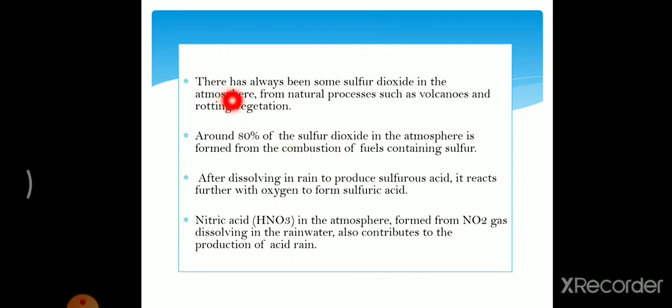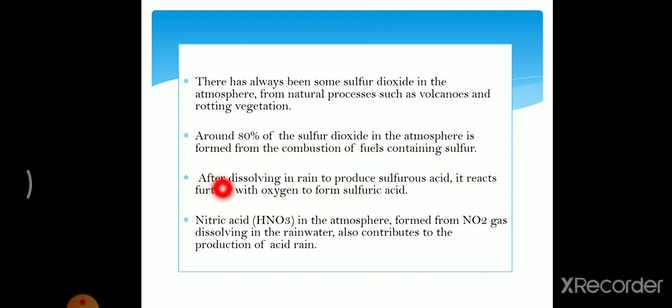Apart from that, how does sulfur dioxide come into the atmosphere? Sulfur dioxide comes into the atmosphere from natural processes such as volcanoes and rotting vegetation. Apart from that, 80% of the sulfur dioxide in the atmosphere is because of the combustion of fuels containing sulfur. Suppose petrol and diesel are rich in sulfur. When they undergo combustion, they produce sulfur dioxide.